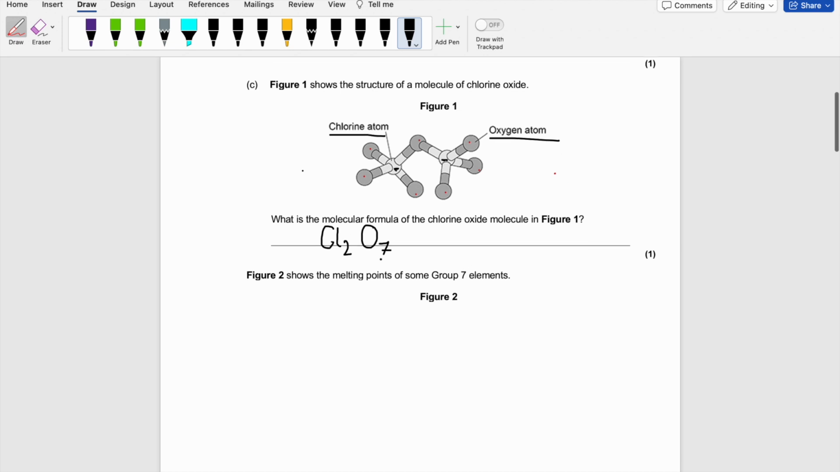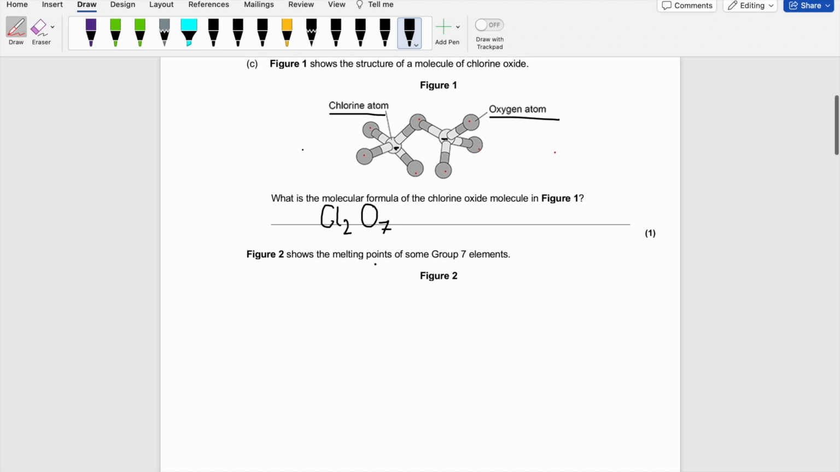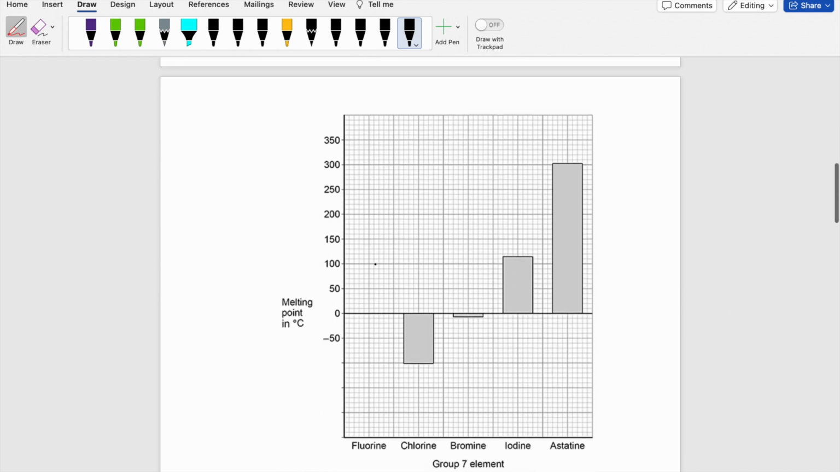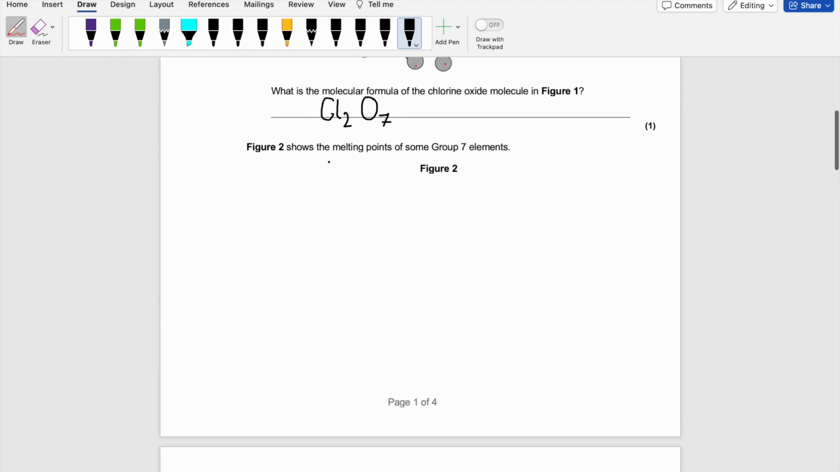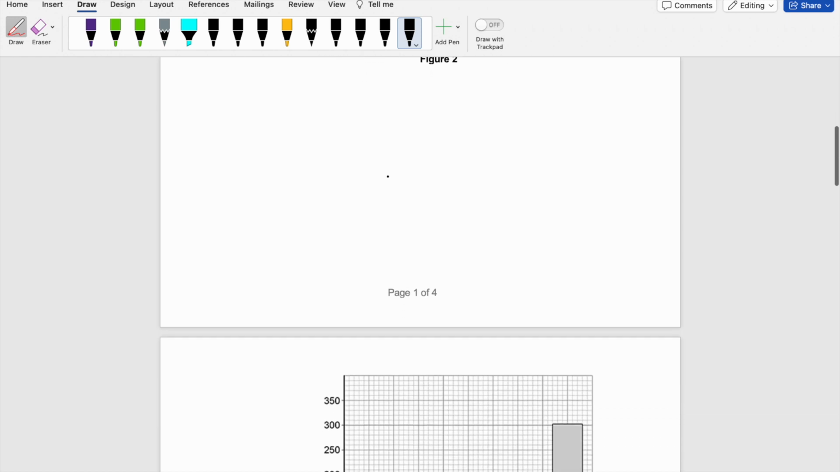Okay, I can guarantee none of you will have come across, or I highly doubt it, any of you has come across chlorine oxide before. But all the question is asking you is, can you look at that figure and work out the molecular formula from that figure? And it's like a lot of chemistry. You say what you can see. So I can literally see 2 lots of Cl and 7 lots of oxygen. So it's Cl2O7. It then says figure 2 shows the melting points of some group 7 elements, and then we've got figure 2 here.